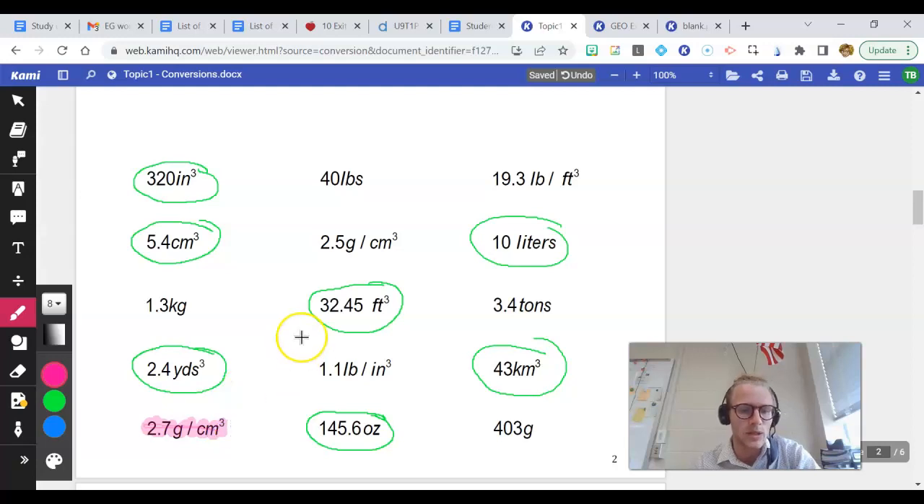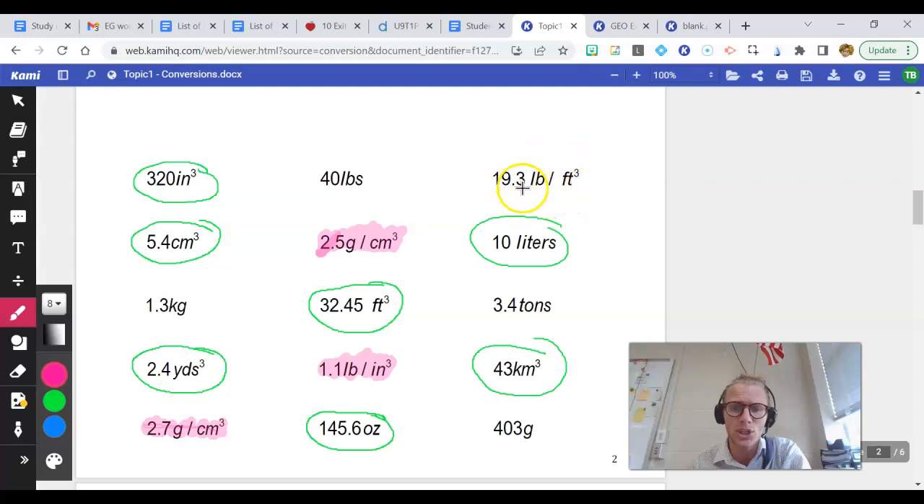Okay, that one is density, 2.5 grams per centimeter cubed. That one's not very different. Okay, 1.1 pounds per cubic inch. That would be a pretty dense thing. If you imagine just an inch cube, that would weigh 1.1 pounds. That's pretty dense.